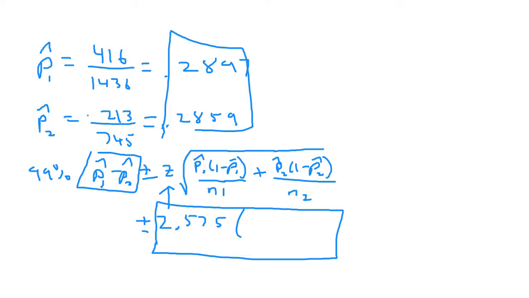But in StatCrunch, you just go to Stat, Proportions, and you have two samples. Yep, and then with summary. Then you should be able to type in the 416, the 1436, the 213, the 745, and make sure you have 99% confidence selected. Then hit compute. And what do you get?